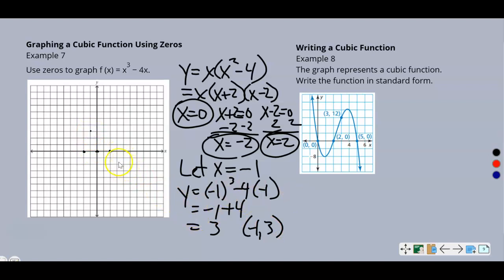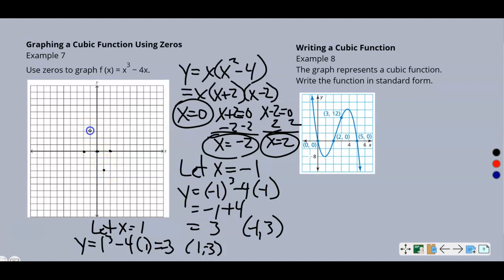All right, and then I can do the same thing here for x is 1. So let's say let x equal 1, y equals 1 cubed minus 4 times 1. All right, so we got 1 minus 4. Oh, sorry, 1 minus 4, that should be negative 3. So 1, negative 3 is a point here.